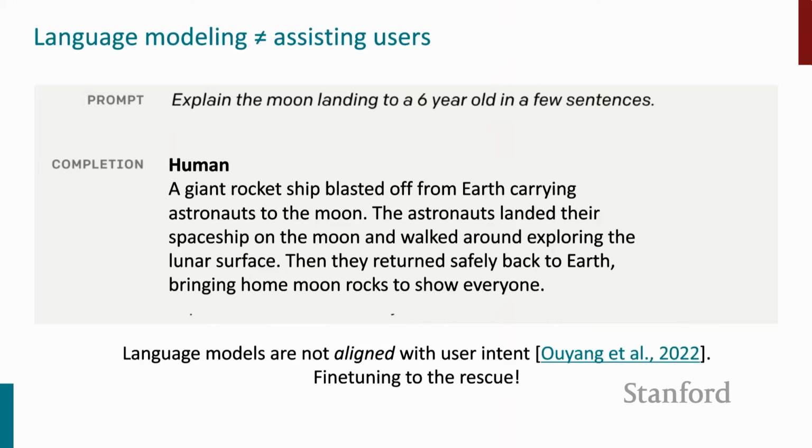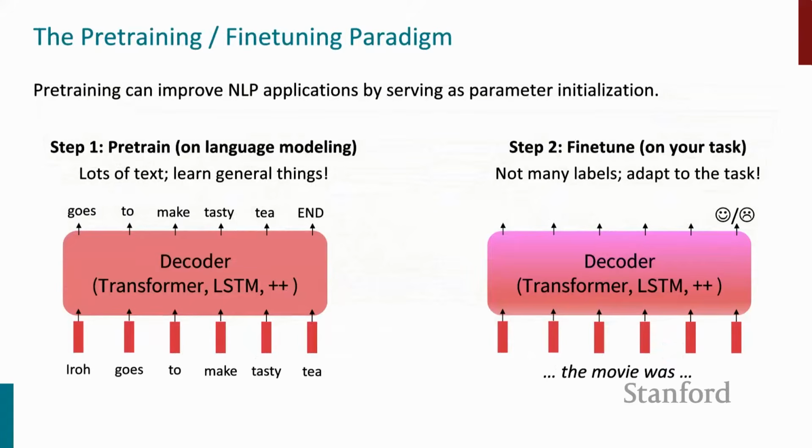The first set of techniques that were developed for this was fine-tuning. And we're going to talk a little bit about this. So the general paradigm, even to this date, has been to first pre-train a language model on a large corpus of text and then fine-tune for a specific task.